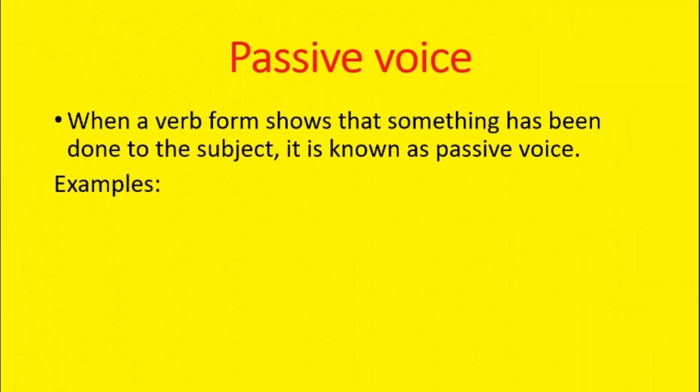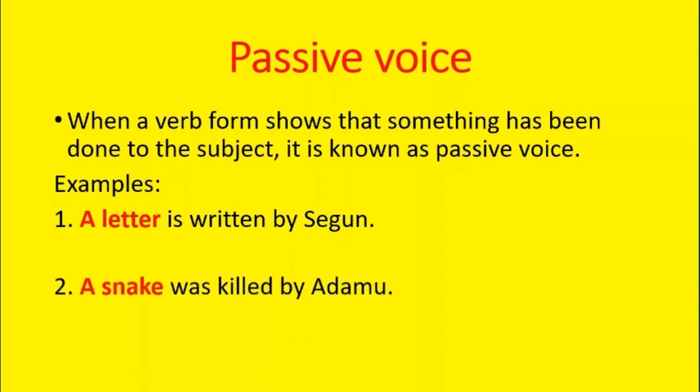Let's see some examples. A letter is written by Shegun. We are not so interested in who wrote the letter, but we want to know what has happened. A letter is written by Shegun. So Shegun, who happens to be the writer of the letter, has changed position to an agent, while the letter is now occupying the first position as the subject.